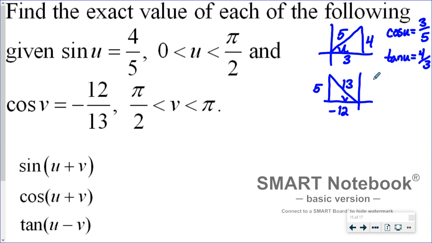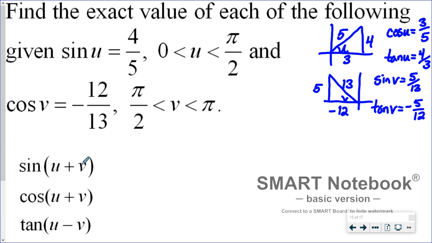All right, and then we can do the same thing here. We already have cosine, so we need sine of v. Sine, of course, is opposite over hypotenuse, so 5/13. And tangent of v is opposite over adjacent, so negative 5/12. All the hard stuff is done. Now it's just plugging it into the formulas that you're going to be given, right?